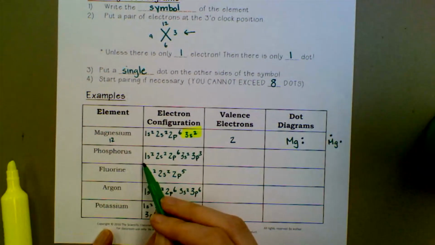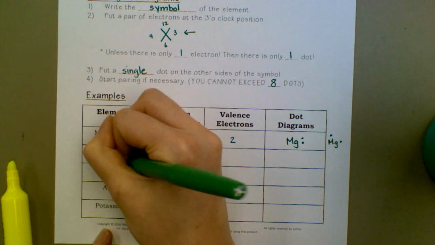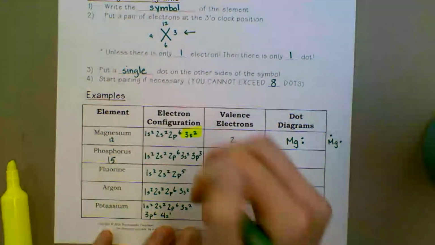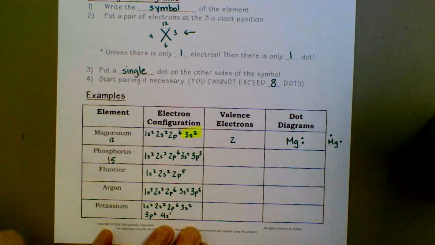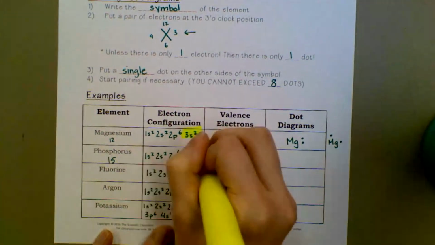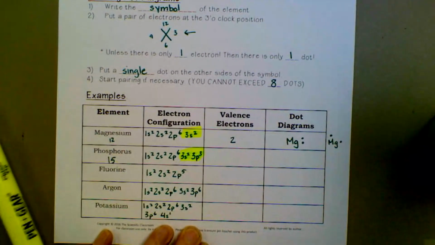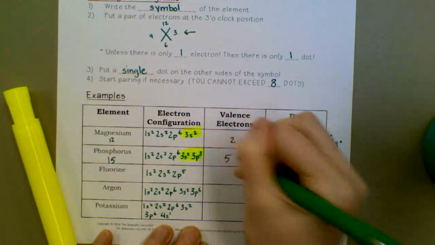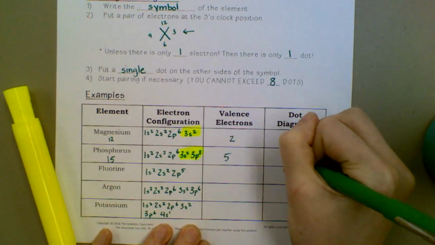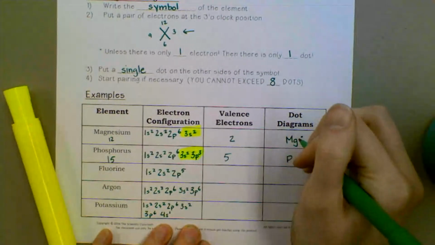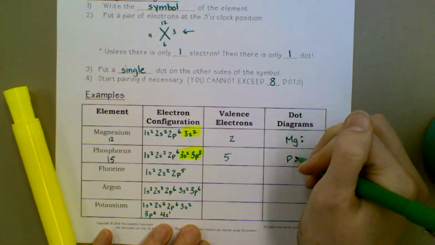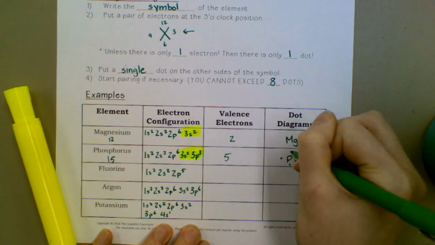So for phosphorus, 15 is our atomic number. We have 15 electrons, right? But we are only looking at our 5 valence electrons. So I put down P for phosphorus. I start with my 2 here at the 3 o'clock position, and then I have 3 more I need to put in. 1, 2, 3.